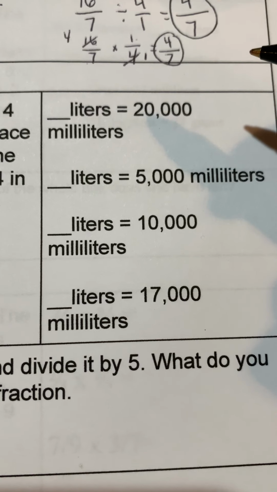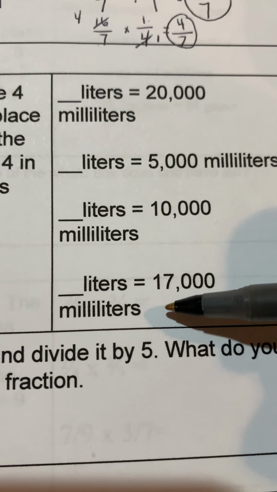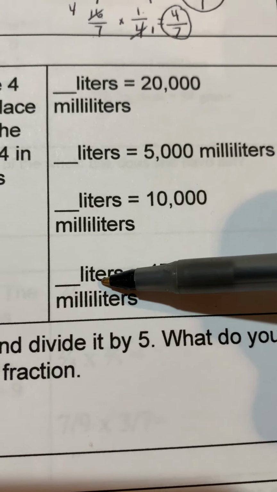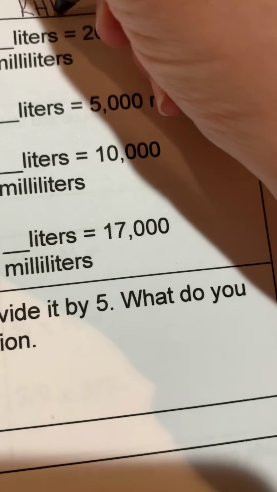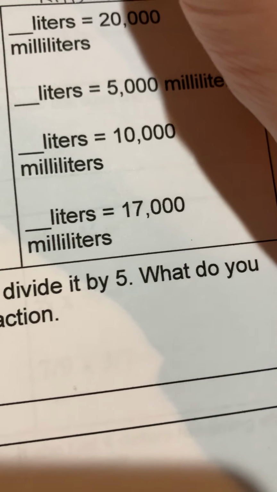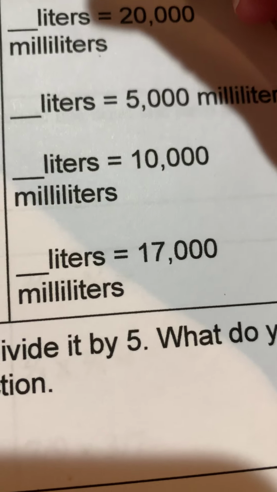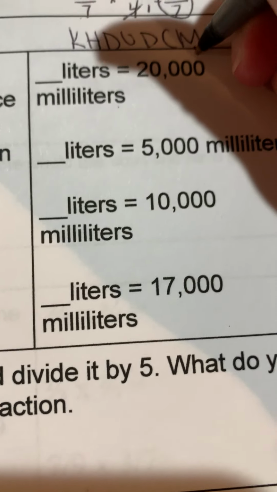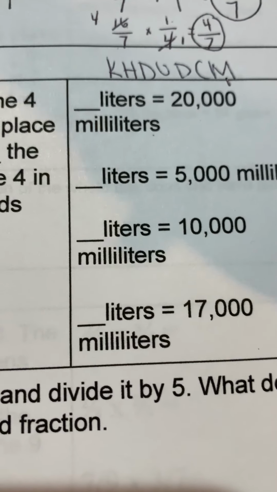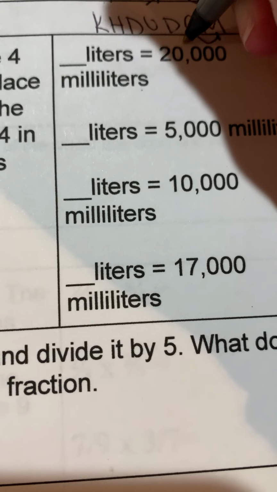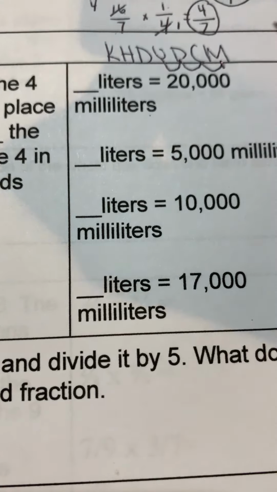Next, we're converting liters to milliliters. So they gave us the value of the milliliters. So now we have to do the opposite and figure out how many liters there are. We're following our King Henry died unexpectedly drinking chocolate milk. So this time they gave us the milliliters, this up here, and we need to convert it to liters. We know liters is a unit. So we're going over 1, 2, 3. This time we're going from the right to the left.